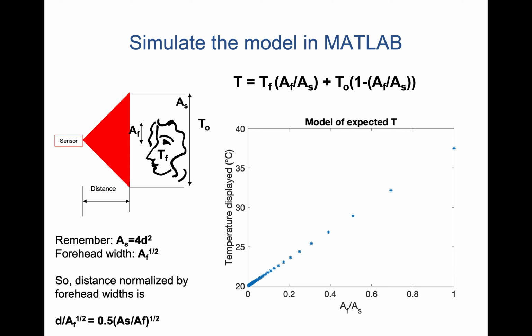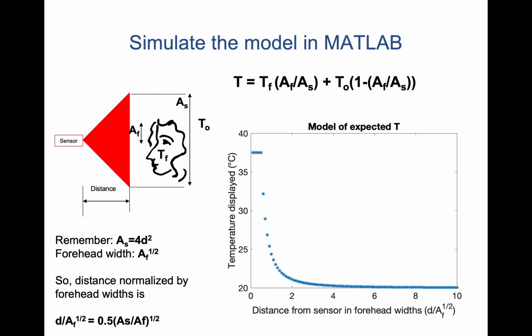Well, if we plug that in, we're just looking at the exact same data that's in this plot, but instead of AF over AS on the x-axis, we're going to plot distance from the sensor in forehead widths. And what we get is a curve that shows that very quickly, as we move away from the sensor, we start to drop in the measured temperature. When we're 2 foreheads away, our temperature is measuring something like 21 degrees, far less than the 37.5 that we know the forehead is at.